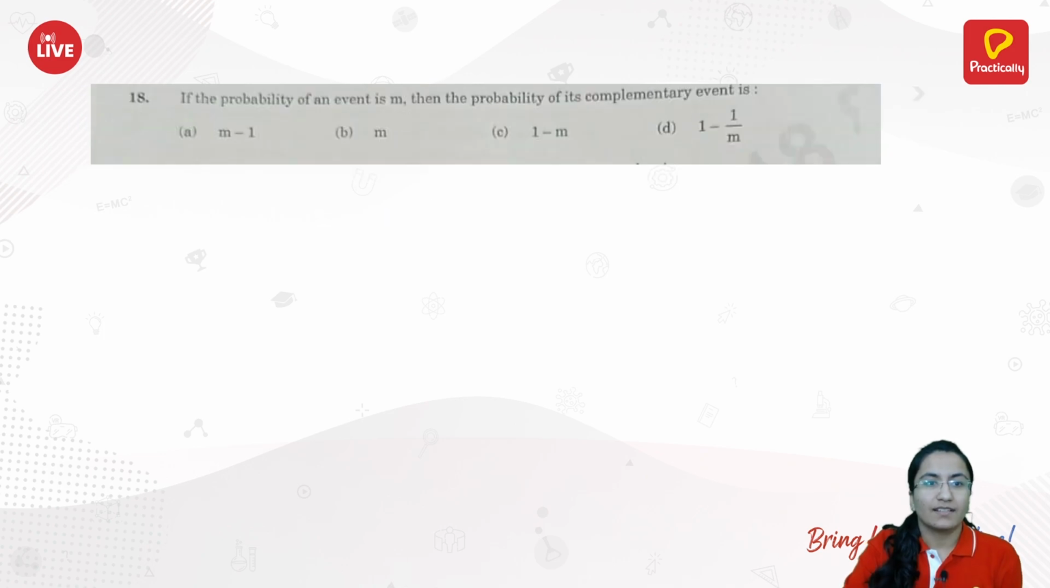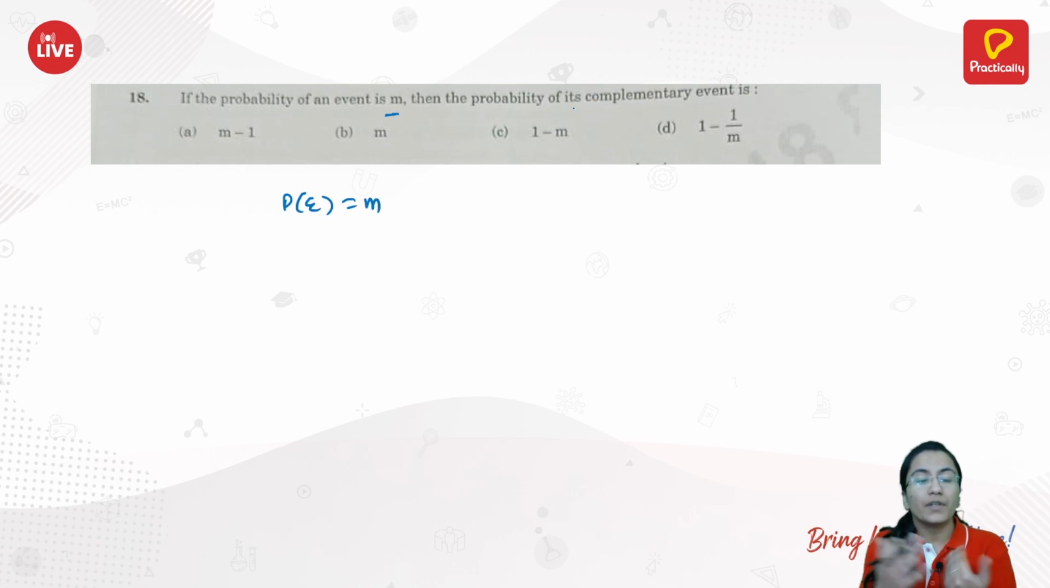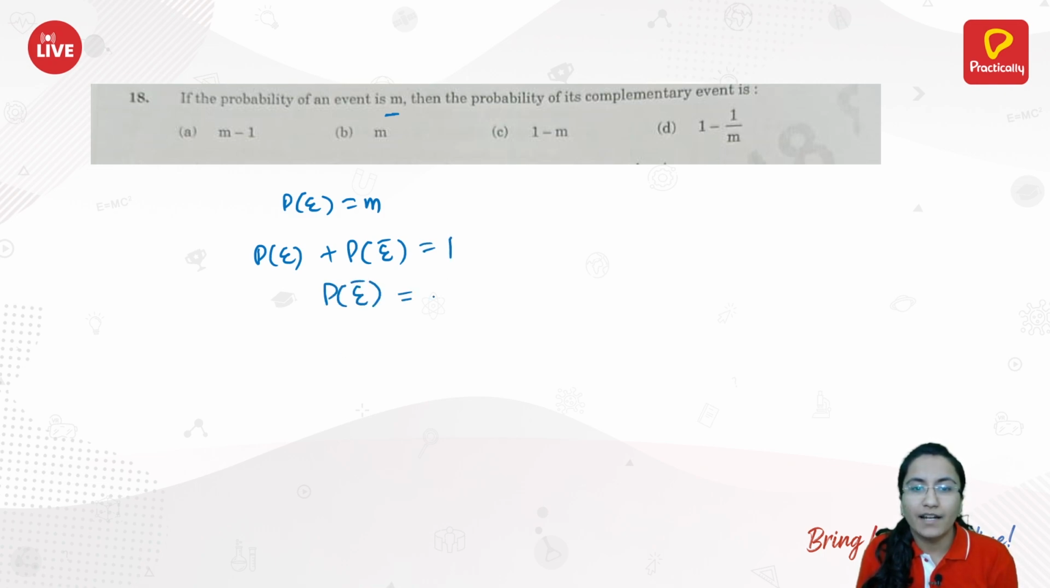Next question is, if the probability of some event is m, then the probability of the complementary of that event is? We know that the probability of some event plus the probability of the complementary of that event is 1. So the probability of the complementary of that event is 1 minus the probability of the event, that is 1 minus m. So that means you have option C as the correct answer.